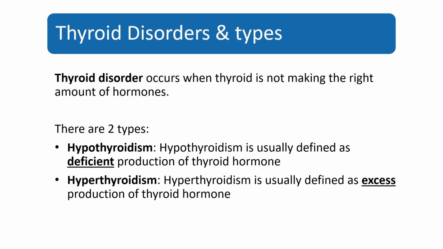In this video, I'll explain about thyroid disorders and their types. Thyroid disorder occurs when the thyroid is not making the right amount of hormones. There are two types, hypothyroidism and hyperthyroidism. Hypothyroidism is usually defined as deficient production of thyroid hormone. Hyperthyroidism is usually defined as excess production of thyroid hormone.